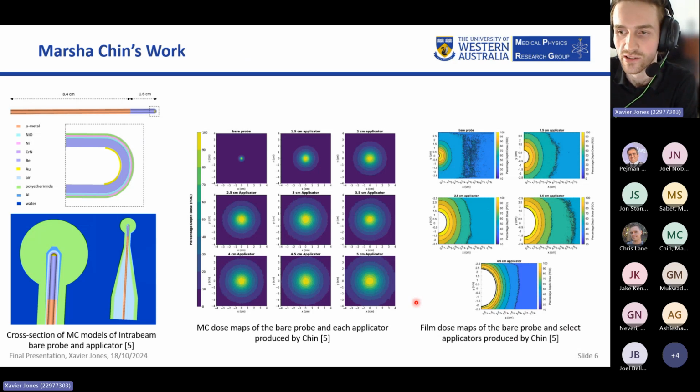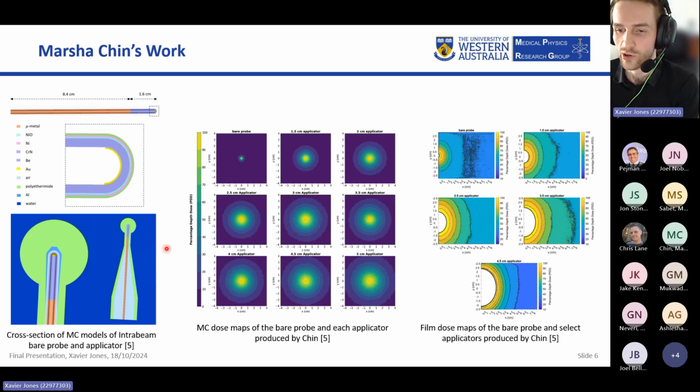This study is an expansion of work previously performed by Marsha Chin, employing some of the same methods. Marsha aimed to examine the dose characteristics of the Zeiss Intrabeam system through XNRC Monte Carlo simulations and physical measurements. Models of the bare probe, shown here, and the spherical applicators here were produced. Phase spaces generated using Marsha's bare probe model were used in my study, as well as adaptations of her applicator models.